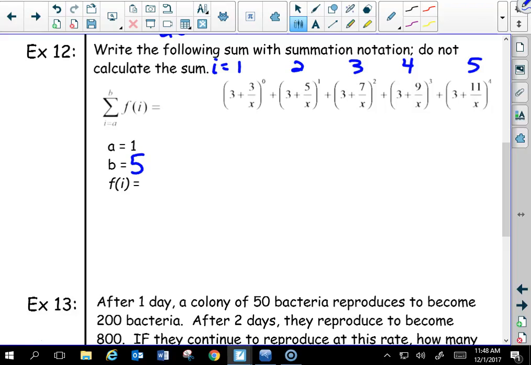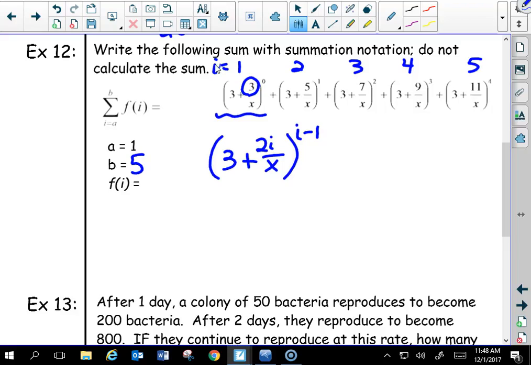And let's look at what is not changing. In each of these terms, we have a 3 plus, okay, so the number in the numerator is changing, but x isn't changing, and also my exponent is changing. Now, if I look at the exponent on the first term, it's a 0. Pretty easy to see that this is just i minus 1. Now let's look at the other number that's changing. 3 goes to 5, which goes to 7, so we're multiplying by 2 here. So 2 times i.